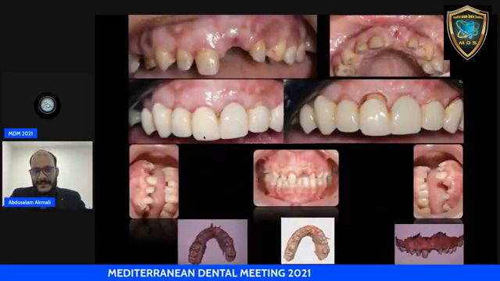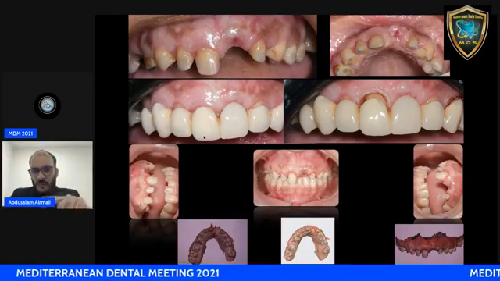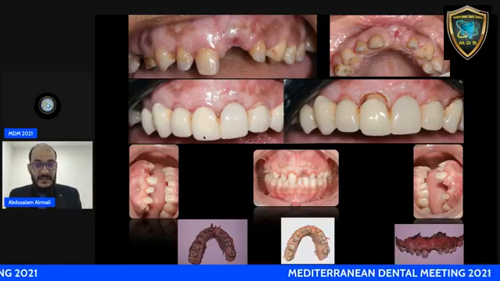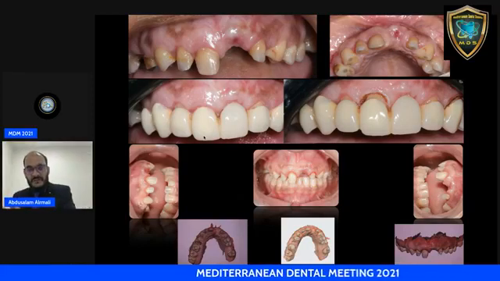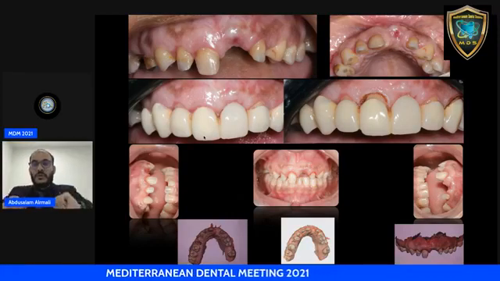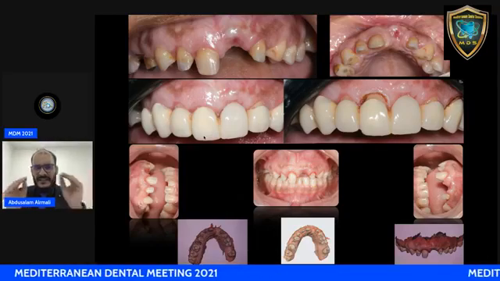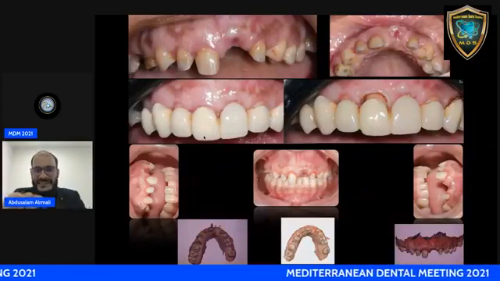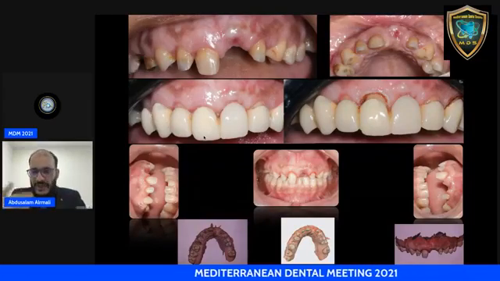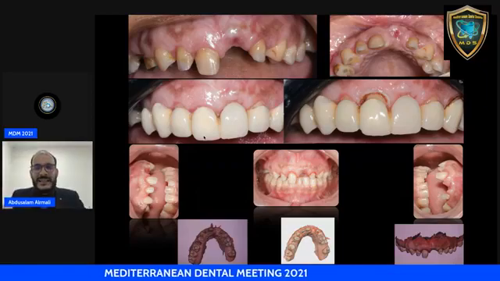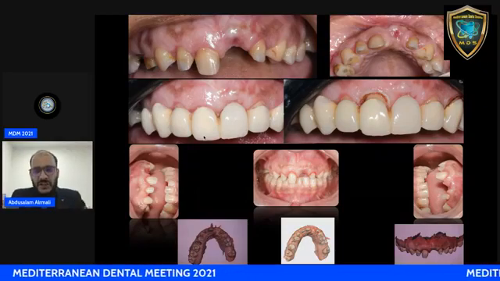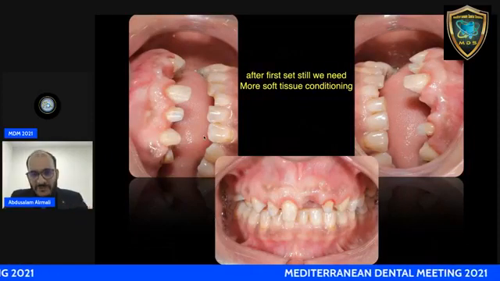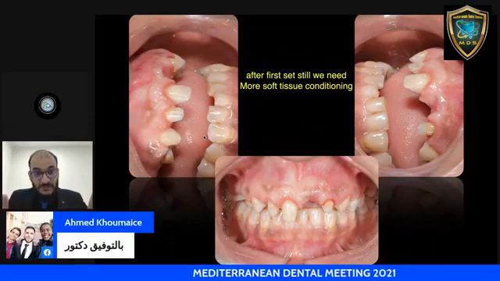And this is the same case. After 1 month, we did some adjustment with the laser to adjust the zenith. Why? Because you adjust the bone when you open the flap, because you coronally advance the flap, sometimes the zenith is not 100% optimized. You can use a scalpel or laser or any type of device and adjust the zenith and deliver the second set of temporary. This is before and after, and this is after delivering the first set of temporary.